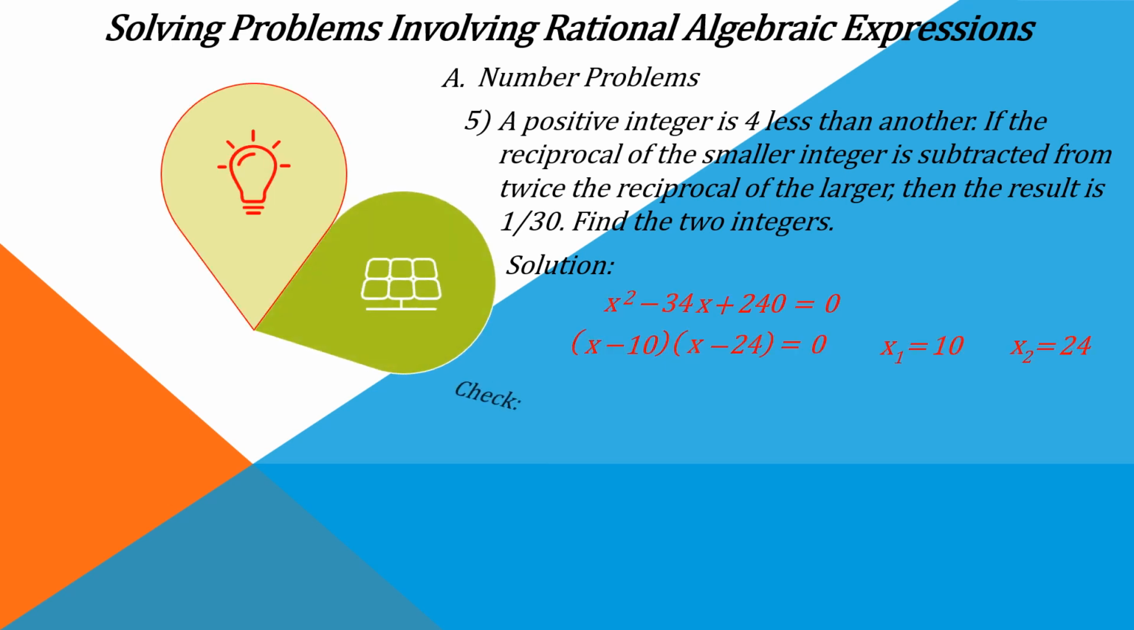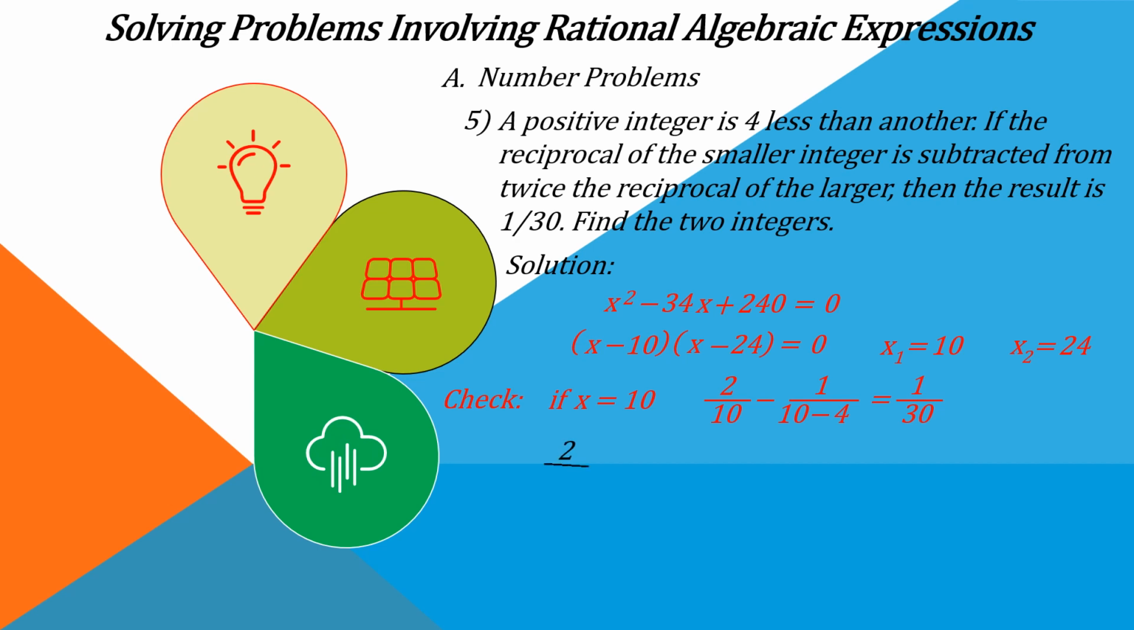And we need to check if the answer is correct. If x is equal to 10, 2 over 10 minus 1 over 10 minus 4 is equal to 1 over 30. Simplifying, we have 2 over 10 minus 1 over 6 is equal to 1 over 30. Find the least common denominator. We have 6 minus 5 over 30 is equal to 1 over 30. Or simply, 1 over 30 equals 1 over 30.